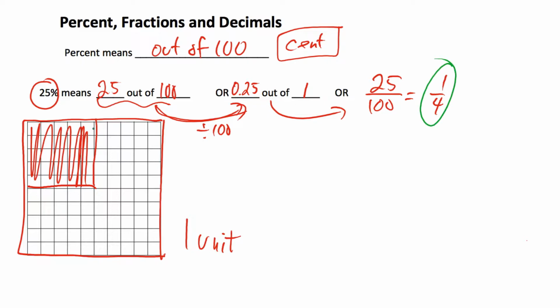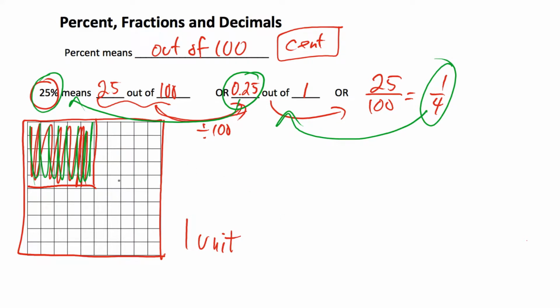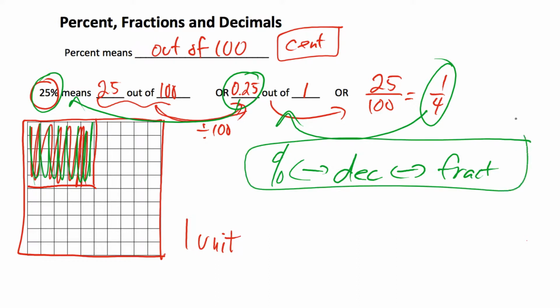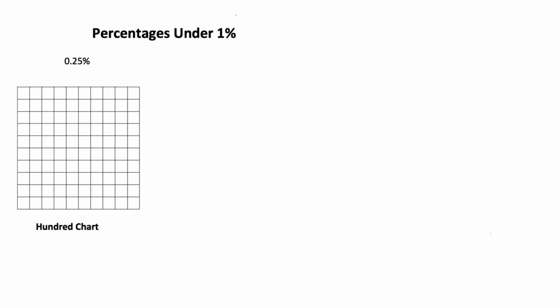So 1/4 of my unit block is equivalent to 0.25 out of 1. My decimal is equivalent to 25%. I have represented this quantity that's shaded in percent form, in decimal form, and in fraction form. All of these numbers are the same representation of the shaded quantity. Now things can get a little trickier when we start talking about percentages under 1%.